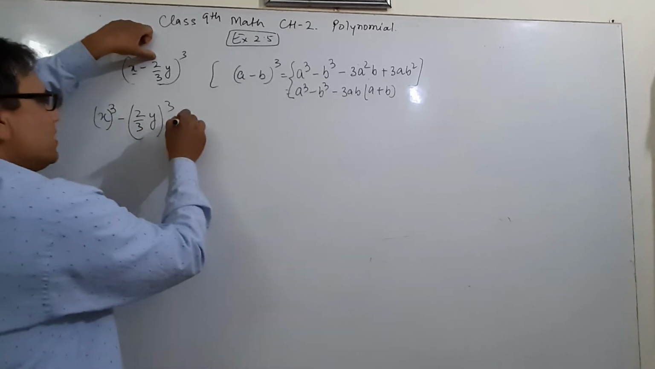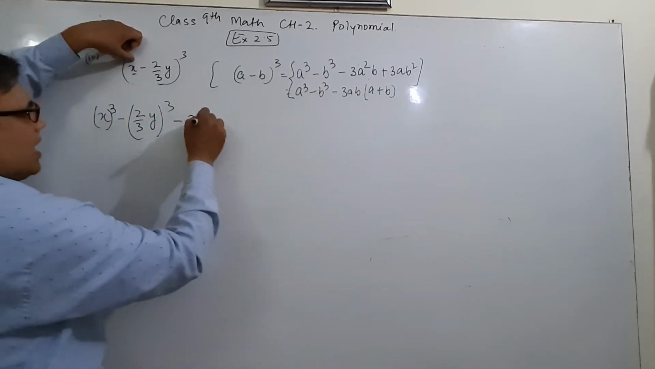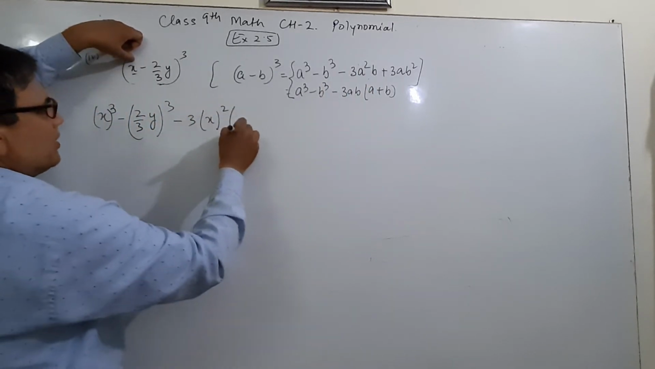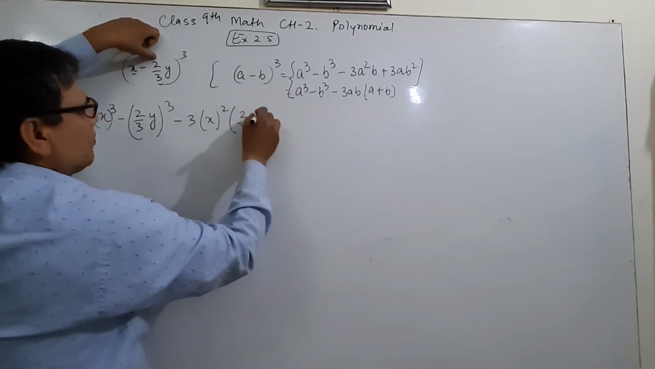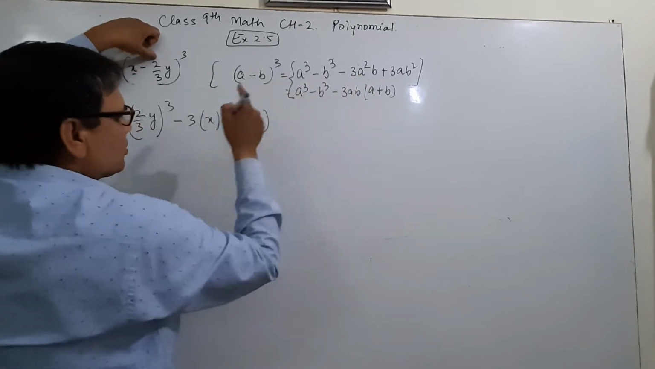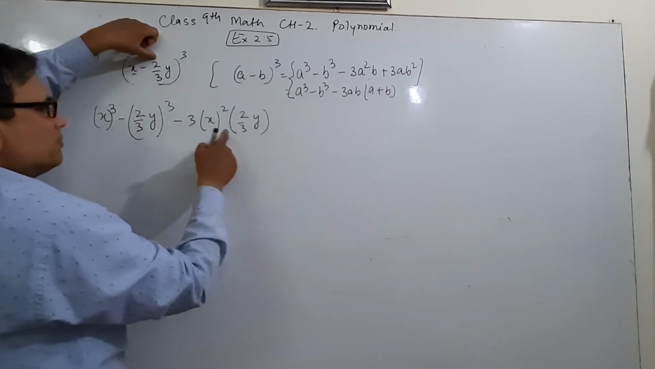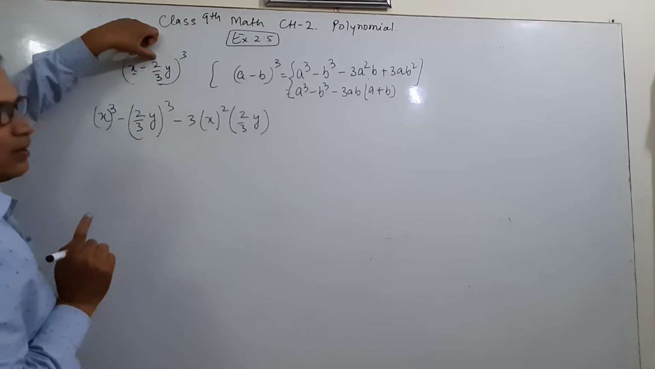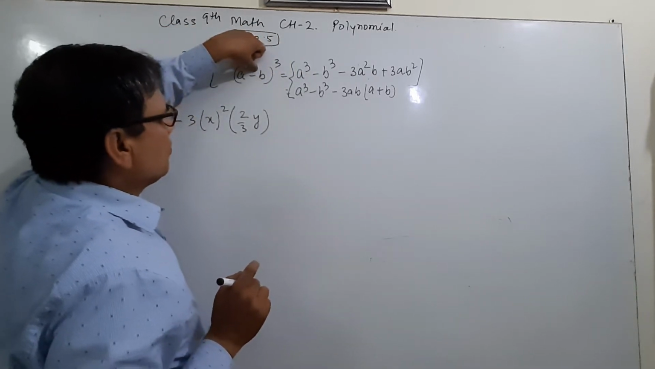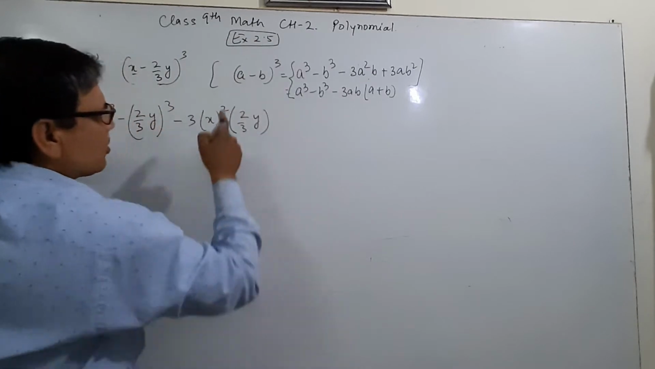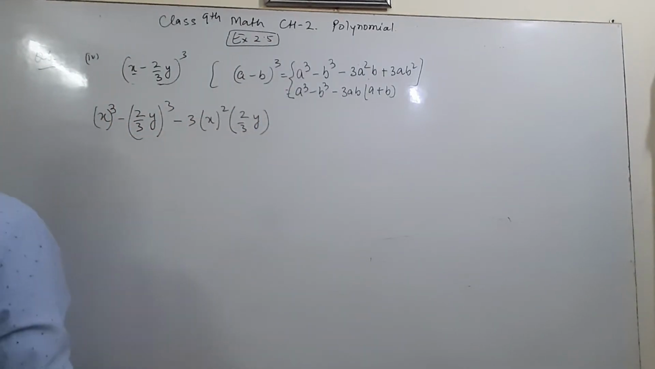And now minus 3 a square. What is a? This one, x square. And what is b? 2 upon 3y. And now we need not put minus here. Don't put minus here. Why? Because I have already written minus. This minus is only for this formula. We will not put minus here because minus is already put according to the formula.